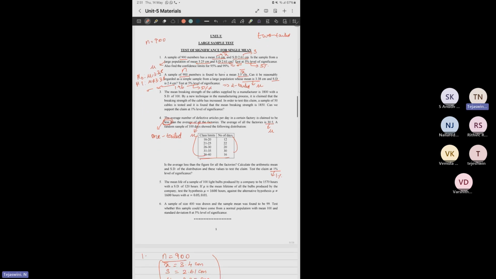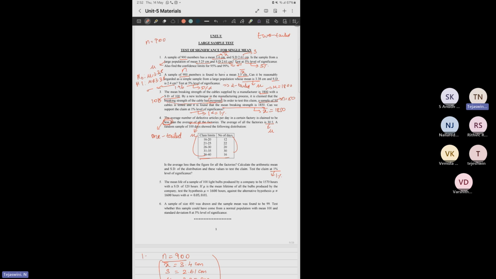And for the third question, the population mean is equal to 1800, and population standard deviation is 100. Sample of 50, that is n is equal to 50, and the mean breaking strength is 1850. That is, sample mean is given to be 1850. We have to support this claim at 1% level of significance. Alpha is equal to 1%. Their claim is that the breaking strength of the cable has increased.